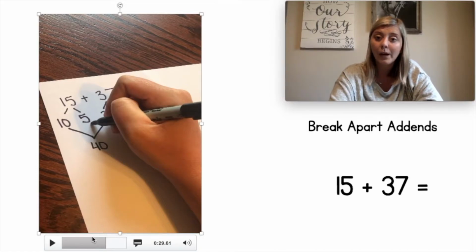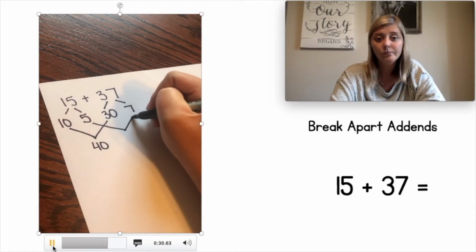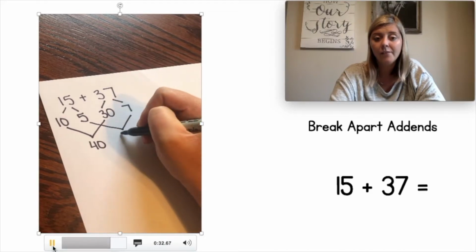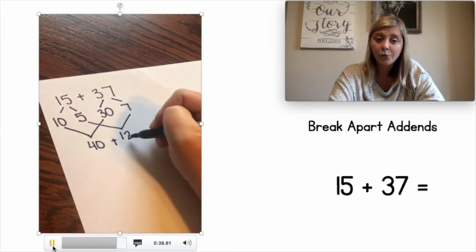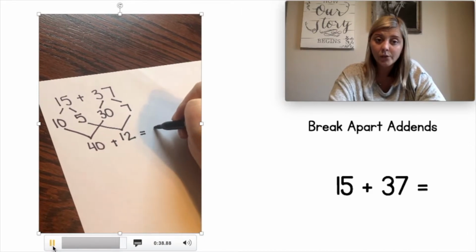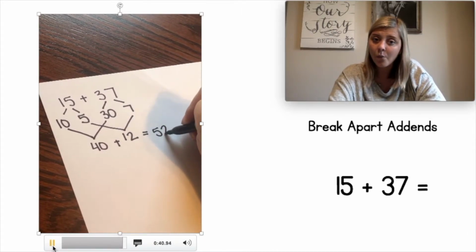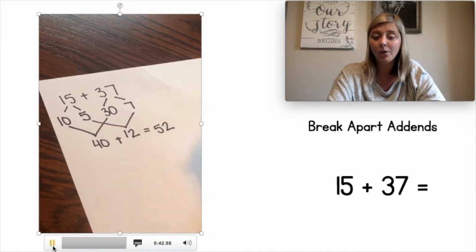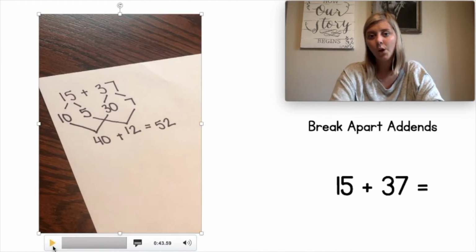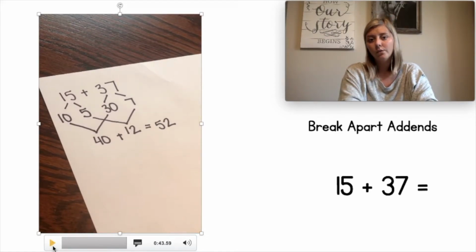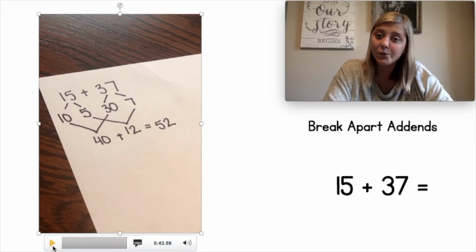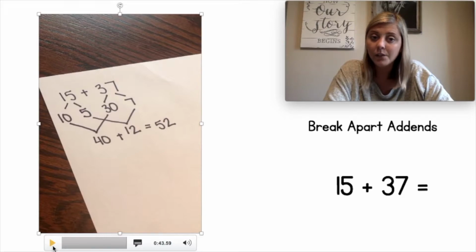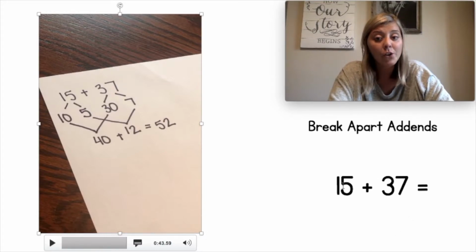Now I'll add together my 1s. 5 plus 7 equals 12. Now I'll add together 40 plus 12, and I'll get the same thing I got when I did it as a base 10 model, 52. So 52, 40 plus 12 equals 52, just like 15 plus 37 from our original equation right here equals 52.